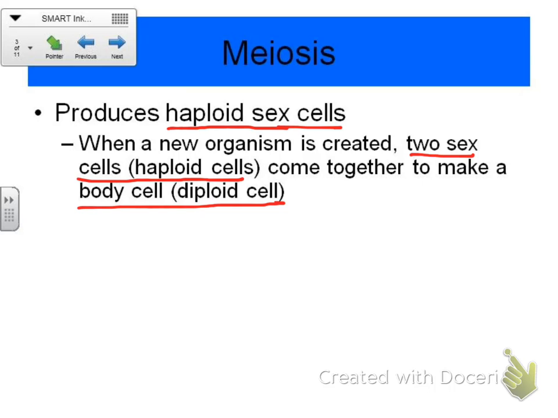So we don't need to get into all the nitty-gritty details. All you need to know is two haploid cells came together, made a diploid. It's okay to have a sense of humor about it. But that's where we're going to leave it in this discussion.